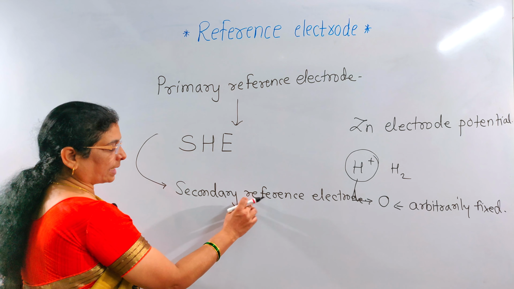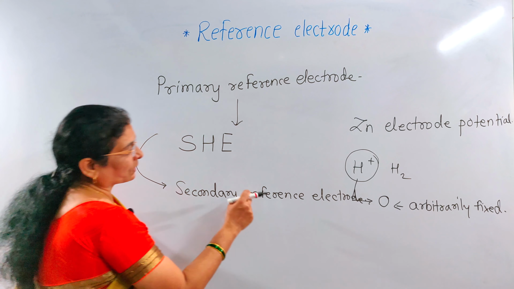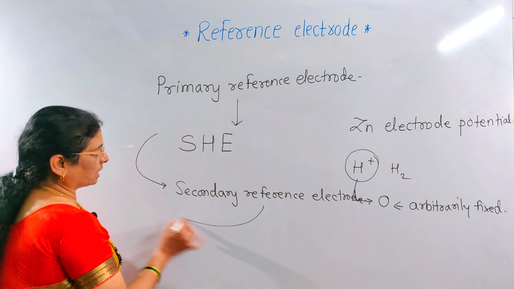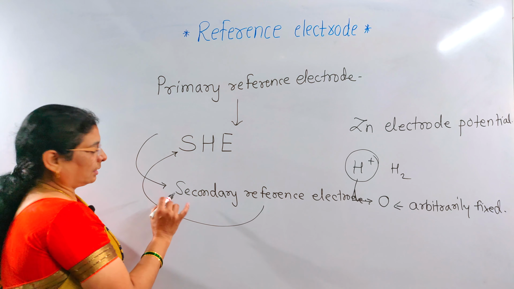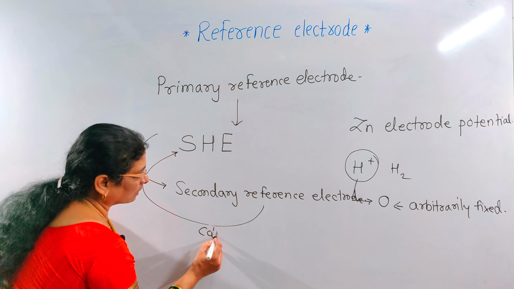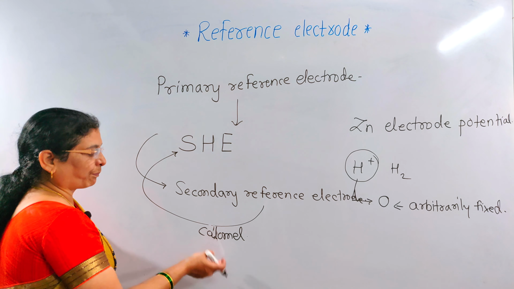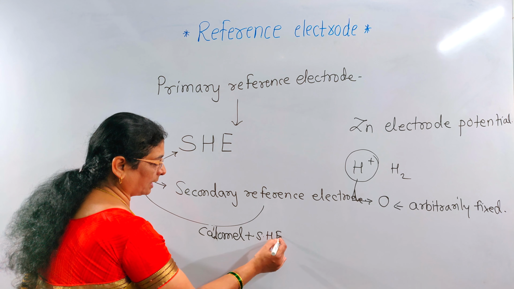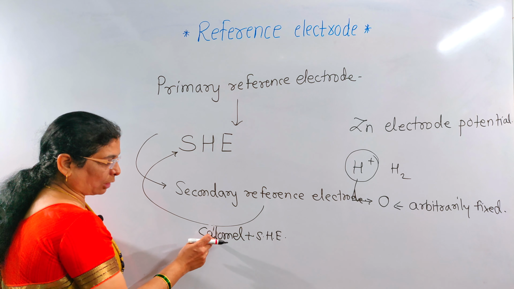Why these are called secondary reference electrodes? These are used as reference electrodes, but their electrode potential is determined by using the standard hydrogen electrode as reference electrode. Remember, if you take any electrode, suppose we have a calomel electrode, the calomel electrode potential cannot be measured separately. It must be connected with another electrode. Then the standard hydrogen electrode is connected with the calomel electrode.